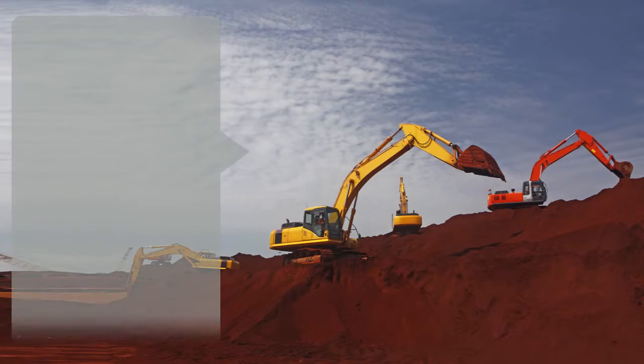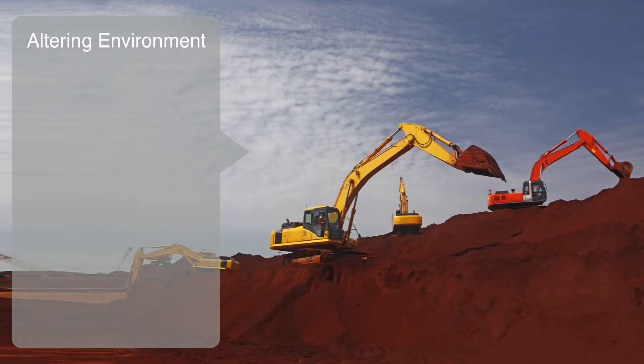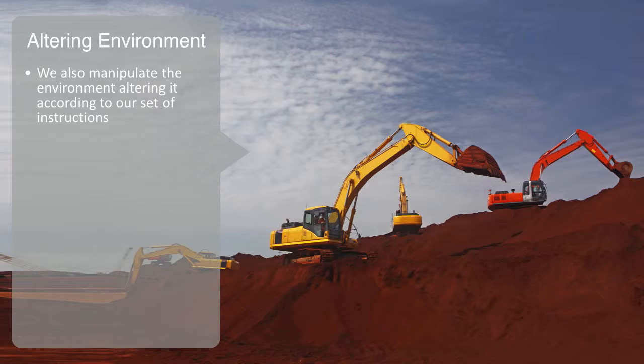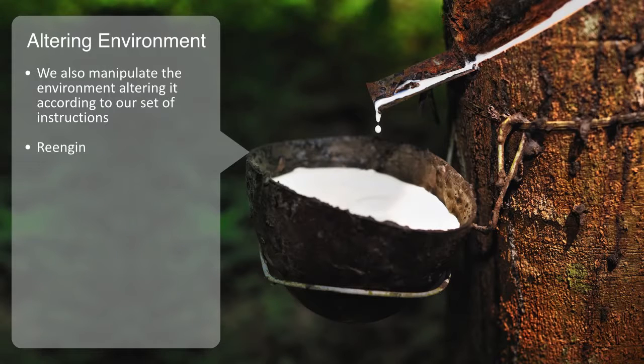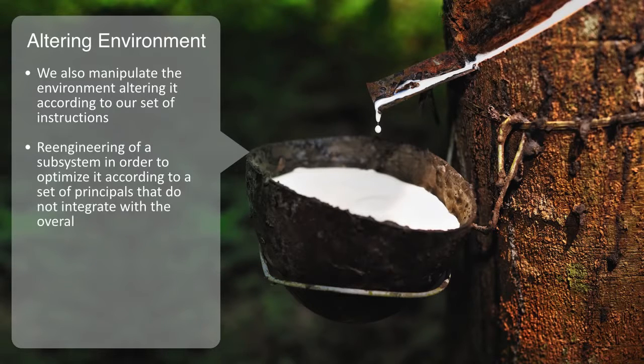In trying to overcome some environmental constraint, we also manipulate the environment. We alter it according to our set of instructions. An artificial system, then, is one that is designed according to some set of principles that do not integrate with the natural processes and thus work to disintegrate the natural environment. This might also be called hacking, the re-engineering of a subsystem within a larger integrated system in order to optimize it according to a set of principles that do not integrate with the overall pattern of organization, and thus work to disintegrate the macro system and reduce its sustainability.